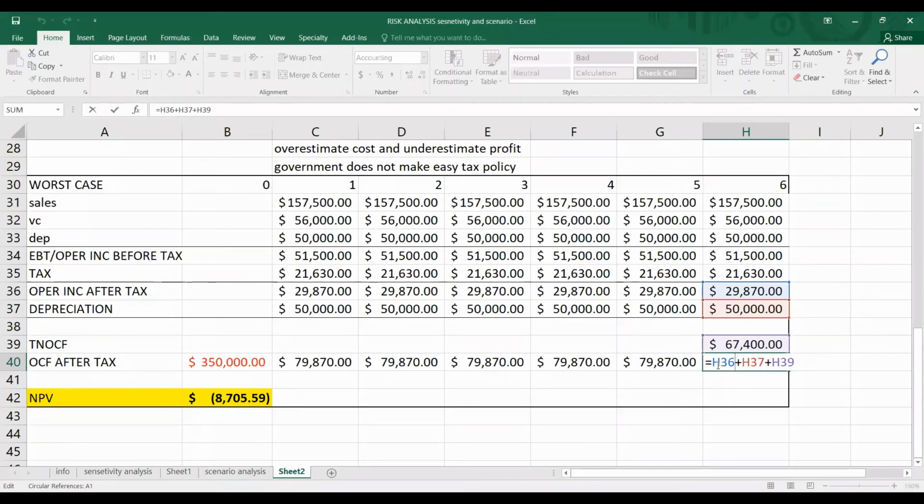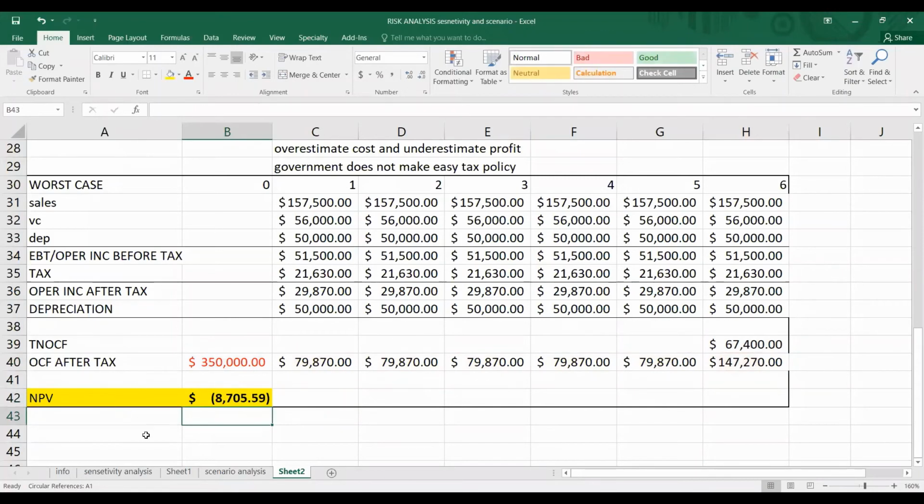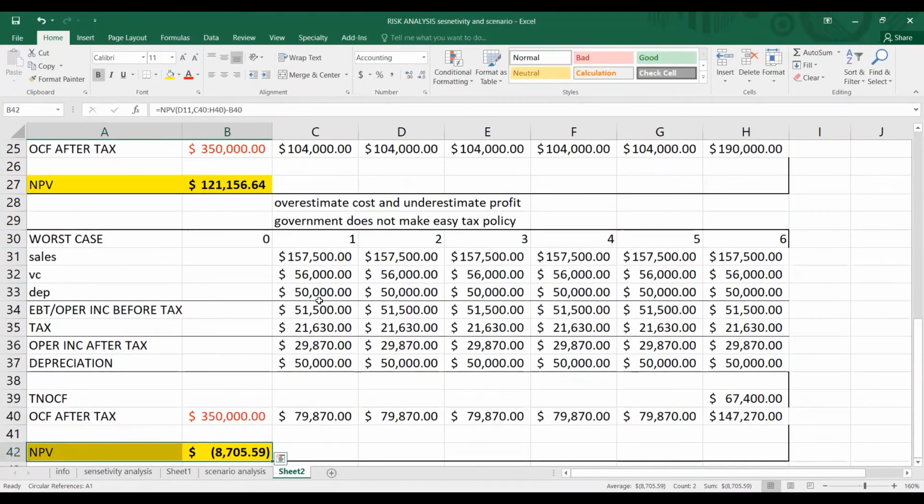So what I do basically, I add the expected salvage, the terminal non-operating cash flow, to the operational cash flow after the tax for the estimation of the NPV. And my NPV that's considered good. Okay, and still we get the negative cash flow in here. Okay, this is the best scenario.